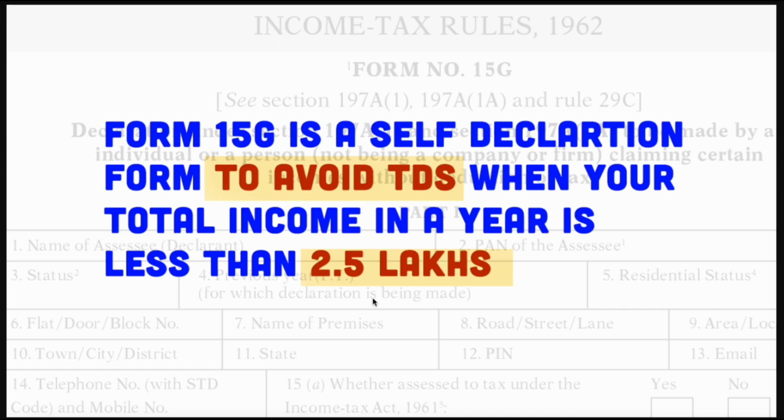Form 15G is a self-declaration form to avoid TDS when your total income in a year is less than 2.5 lakhs. If your net taxable income is above 2.5 lakhs in a financial year, you are not eligible to submit Form 15G. You are eligible to submit Form 15G only when your total taxable income is less than 2.5 lakhs. If the amount exceeds this 2.5 lakhs, then it is better to transfer your EPF amount to the new company whenever you join, or you can withdraw EPF advance amount in case of any emergencies.